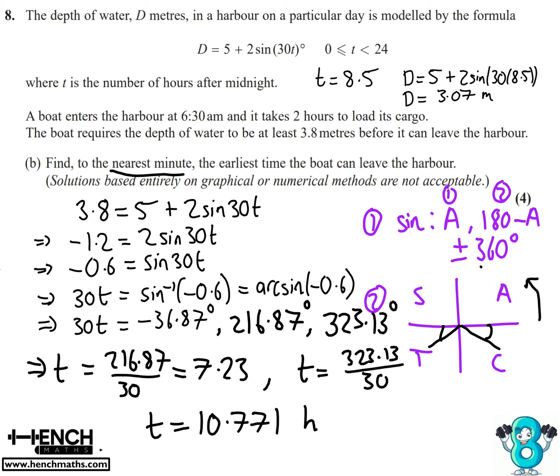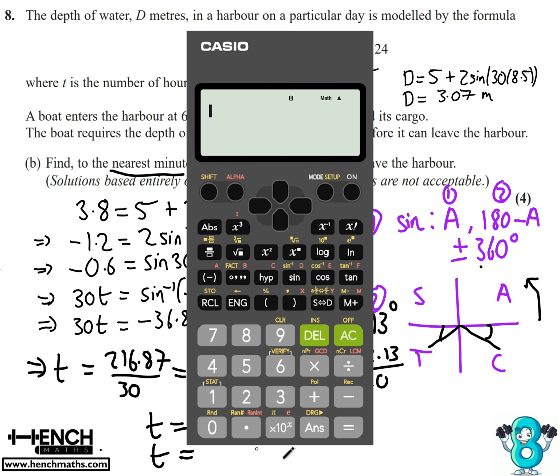Now the question wants it to the nearest minute. So there's a nice trick in the calculator that will turn that into the nearest minute for us. So you may have a calculator that looks a little bit like this. Let's remind ourselves of how we got our value of t. We did inverse sine of negative 0.6, and that gave us this. And then we needed to find the third solution after this one, so we added 360 to it. And then that was our 30t, so we divided it by 30.